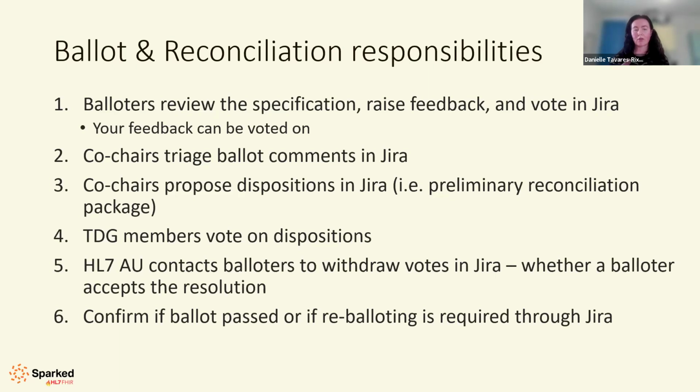I'll show you what the votes look like in a second, so that when we get that information, we can interpret what it means about what we'd proposed. And I've just got a bullet point here to say your feedback can be voted on. Balloters can vote on specific pieces of feedback, and they don't have to have raised it themselves. In fact, we don't want people to duplicate. We want people to be assessing if an issue is already raised and then voting on that already raised issue if it exists.